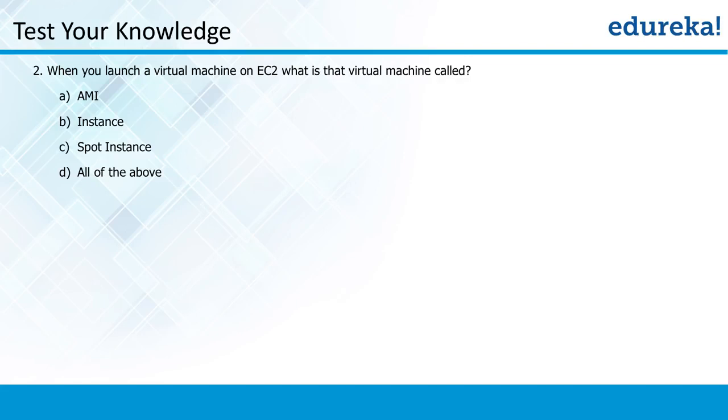It's simply a template, and when you launch a machine, a virtual machine, it's a virtual server, and it's called an EC2 instance, right? It can be a spot instance as well, but that's if you choose the purchasing option of spot instances. Therefore, option B is better, even though C can also be a potential answer here.